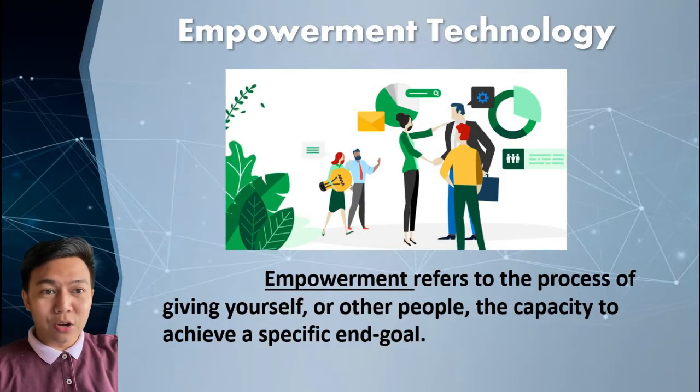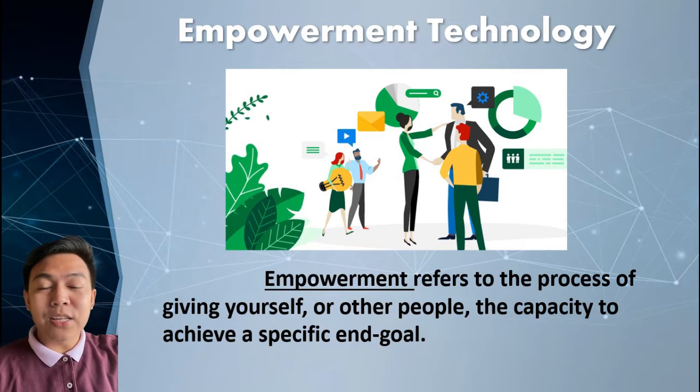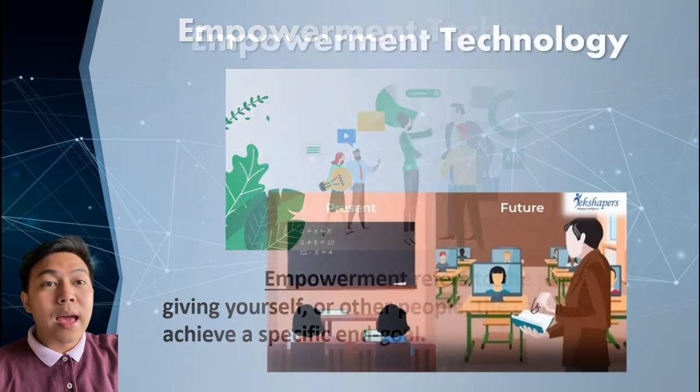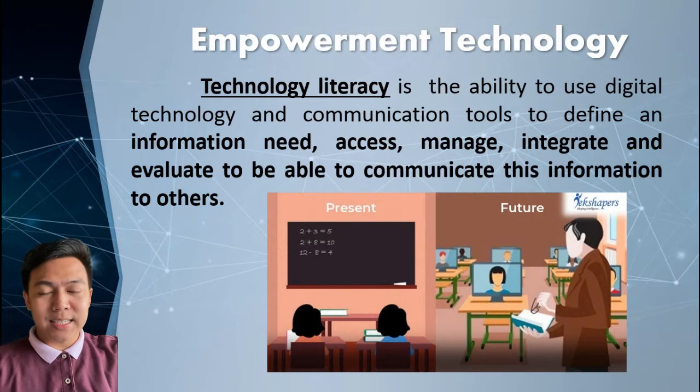So, empowerment technology. Empowerment refers to the process of giving yourself to other people and the capacity to achieve a specific end goal. And we have here what we call technology literacy, which is our ability to use digital technology and communication tools to define information needs, access, manage, integrate, and evaluate, to be able to communicate this information to others.